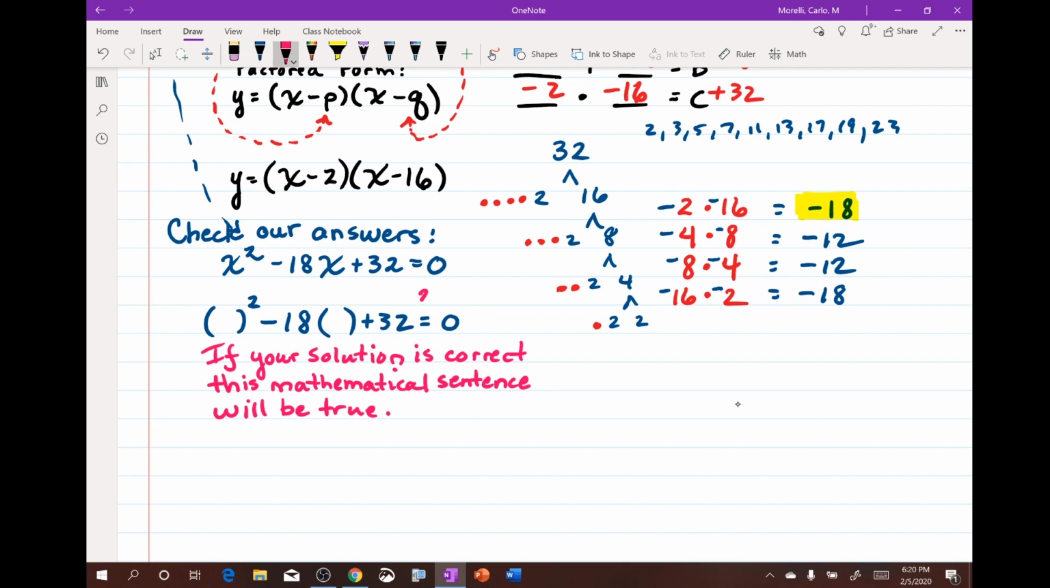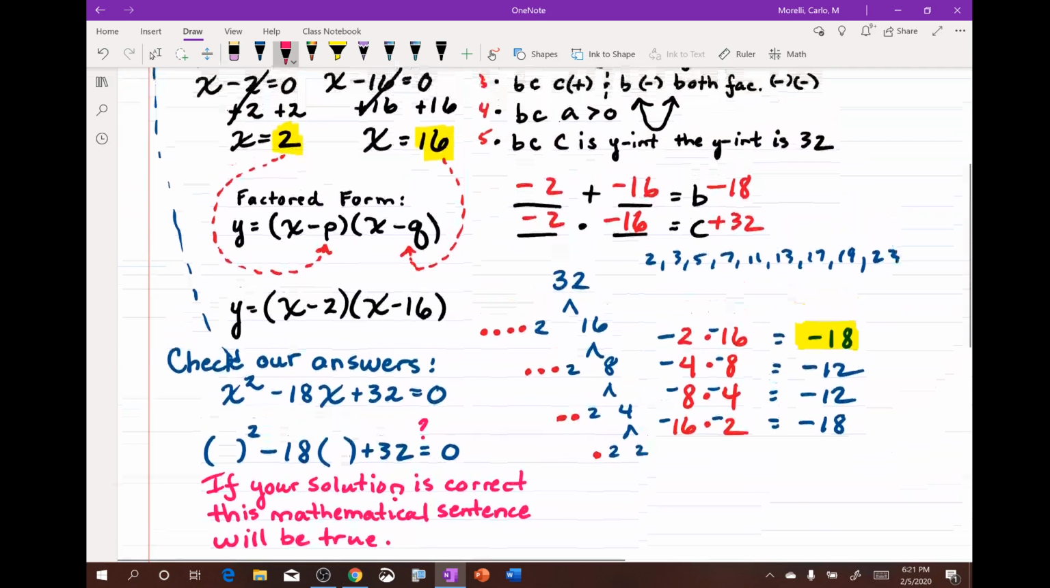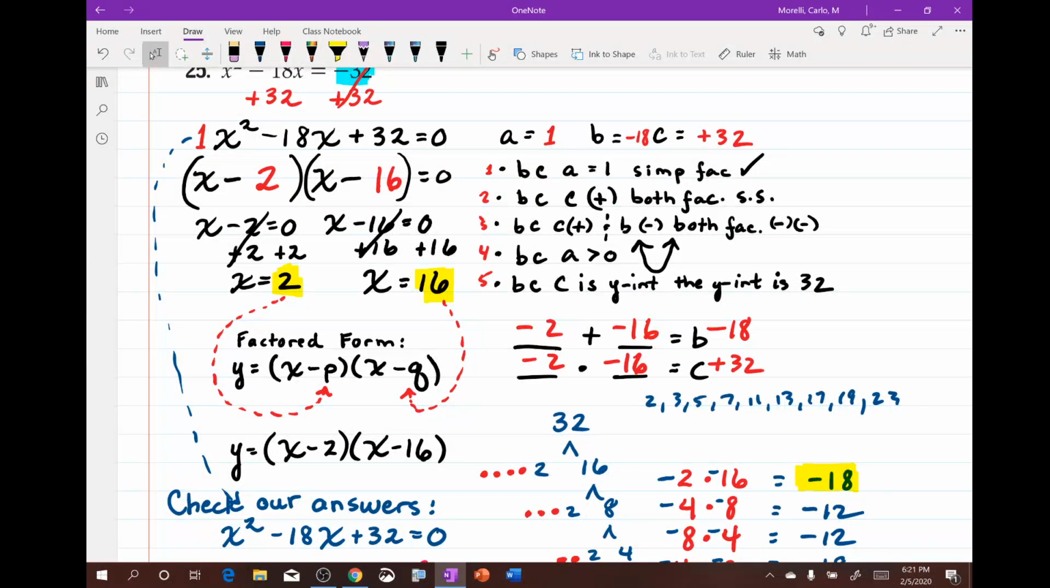That's right. And so the question is, if we plug in our solution into our original quadratic equation, we should have a correct mathematical sentence, a true mathematical statement should be achieved. So can you tell me what was one of our answers that we got? We got 2 of them. What was one of them? Was it -2 or was it +2?